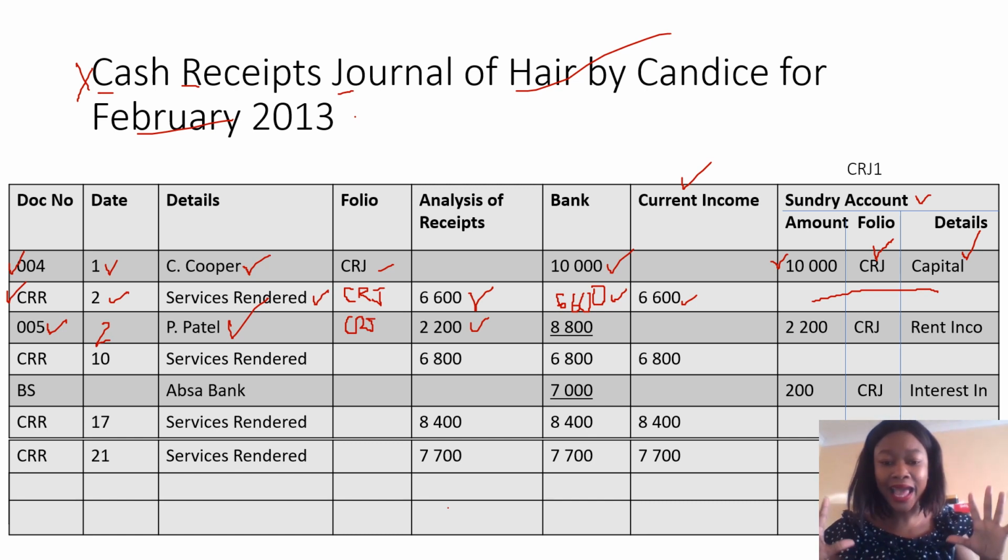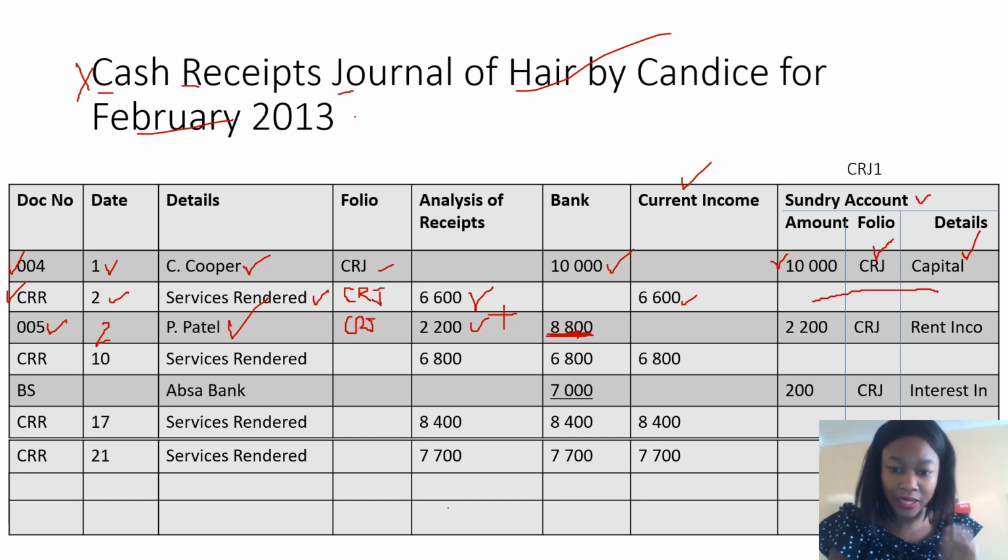In the bank, at the end of the day, we will go and deposit how much? Remember, we firstly received 6,600. Now we are receiving 2,200. So we will say 6,600 plus 2,200. It is how much? 8,800. Then we underline that this is how much we took to the bank. That is why here we did not fill in how much, because we had not gone to the bank yet. We only go to the bank at the end of the day when we are sure that this is all the money that we have received for the day.